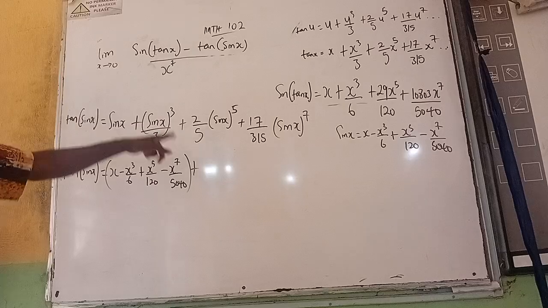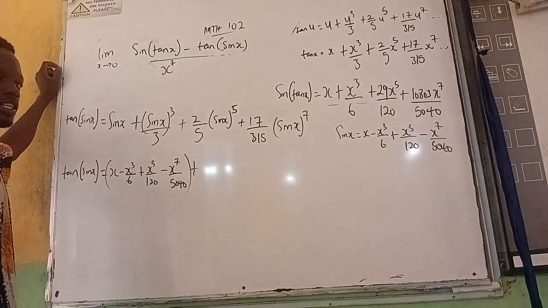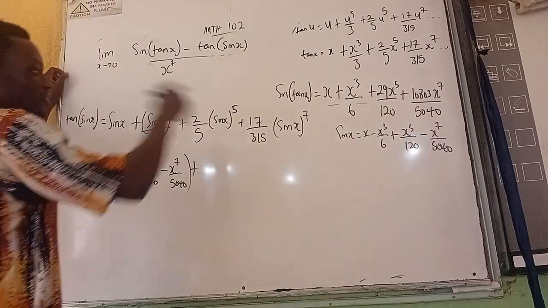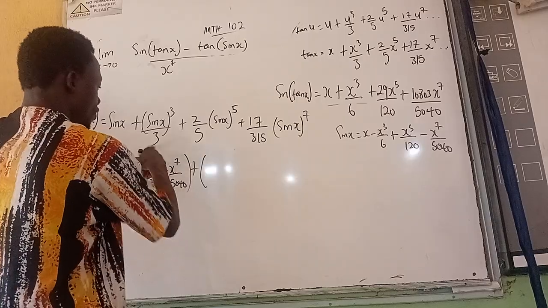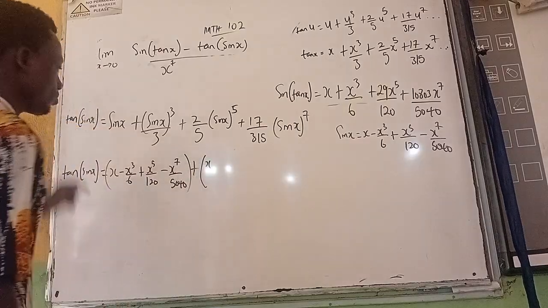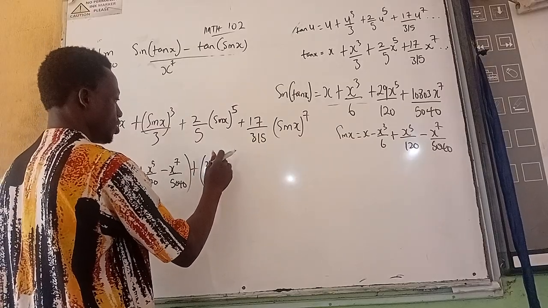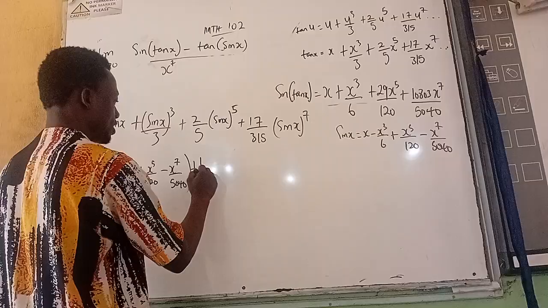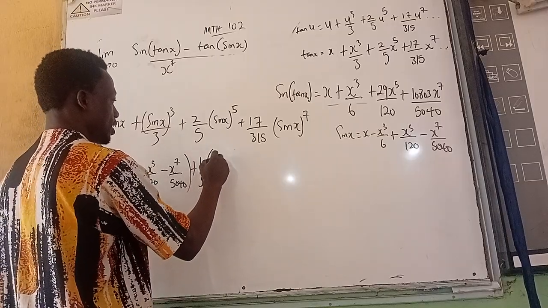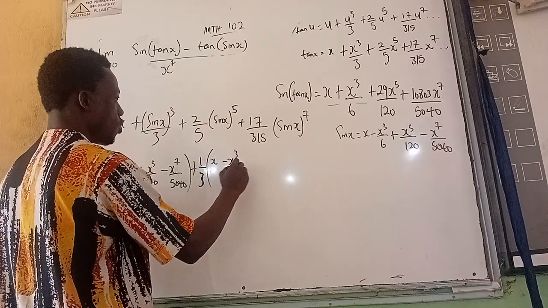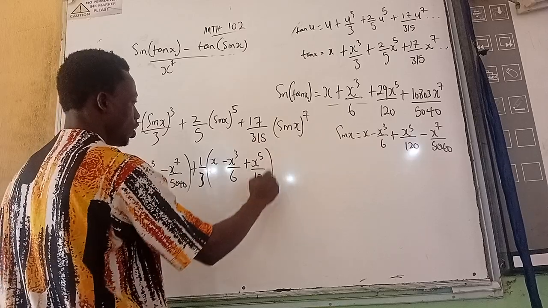Plus sine x cube. So here we only need 3 for this cube. You don't need all the 4. Like I said, by doing the 3, you have your 7. We need x^7. So for sine x cube, we have 1 over 3 outside, and x minus x cube over 6 plus x^5 over 120, all cubed.